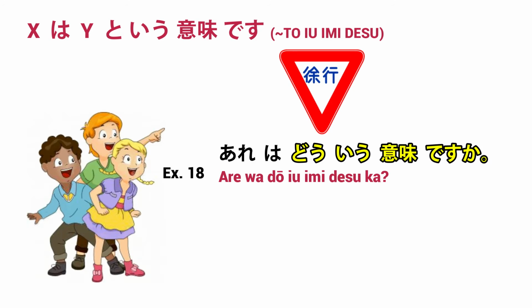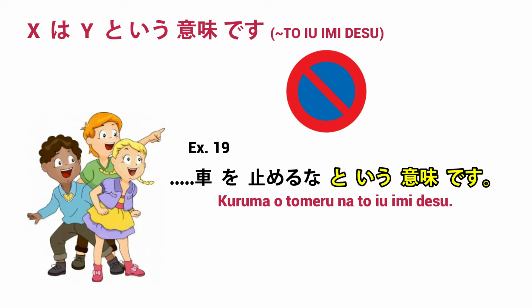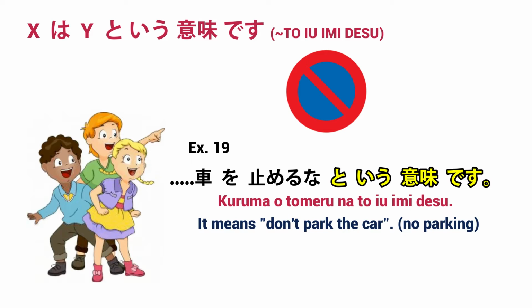Example: あれはどういう意味ですか? What does that mean? ゆっくり行けという意味です。It means go slowly. 車を止めるなという意味です。It means don't park the car.